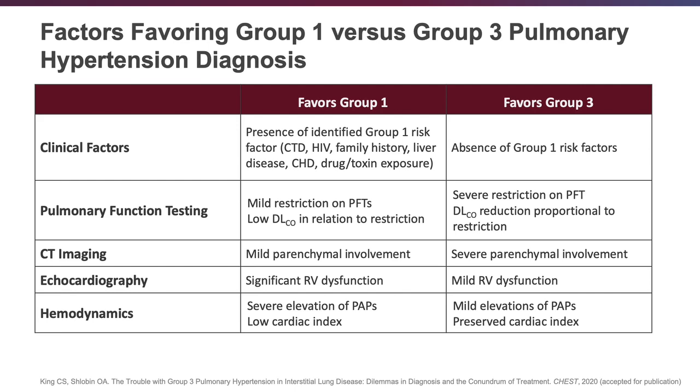On the other hand, absence of group 1 risk factors, severe restriction on PFTs, diffusion capacity which is proportional to restriction, severe parenchymal involvement on a CT scan, mild RV dysfunction on an echocardiogram, as well as mild elevation of pulmonary pressures with preserved cardiac index favor group 3 disease. Having said that, there are definitely groups of patients in both COPD and interstitial lung diseases that have what we think is a group 3 pulmonary hypertension that have severely affected hemodynamics with moderate to severe RV dysfunction as the disease progresses. So as I said, a little bit of gray in this area.